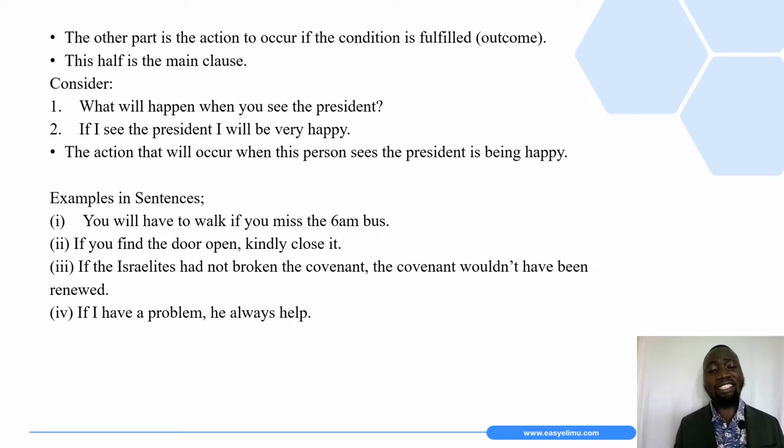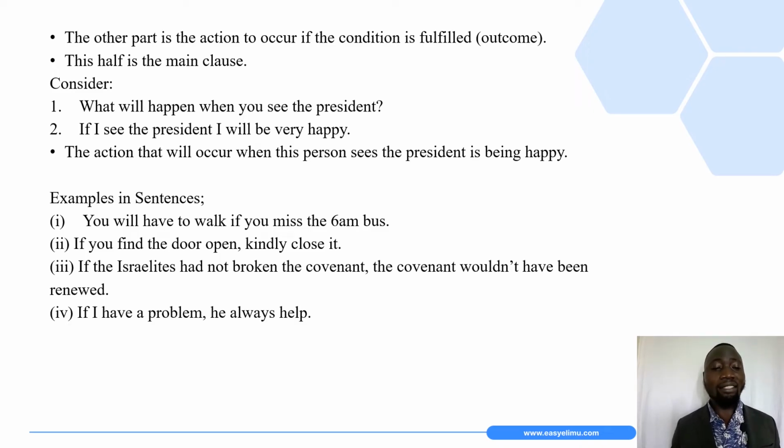We also have other examples of if conditions. The first one is: you will have to walk if you miss the 6 a.m. bus. This means that if you do not want to walk, you will arrive at the bus station early, so that you do not miss the 6 a.m. bus. Another example is: if you find the door open, kindly close it. The door will only be closed if it is found open.